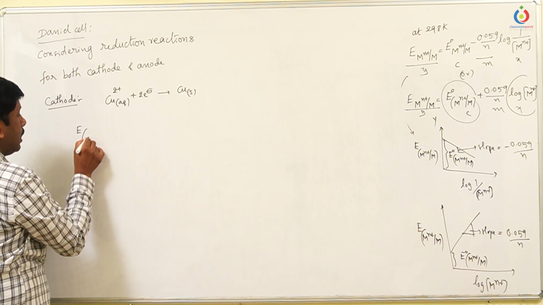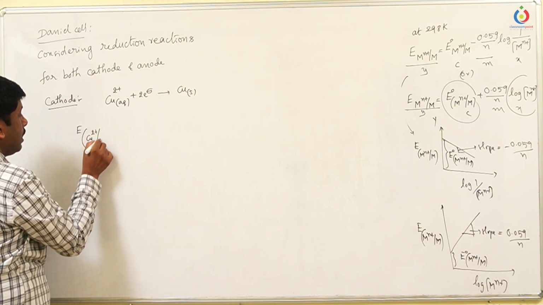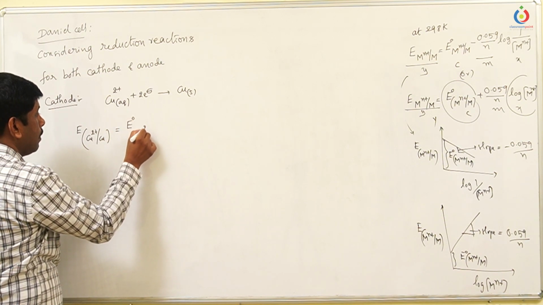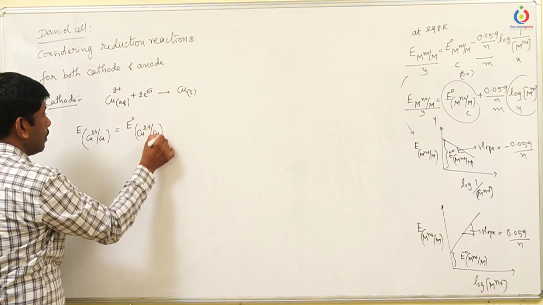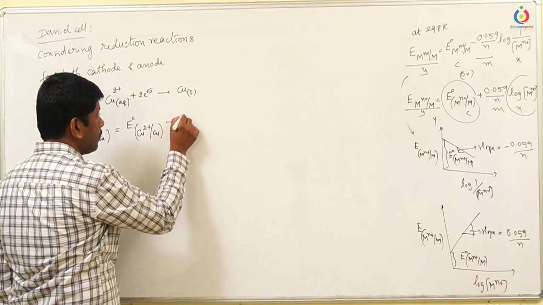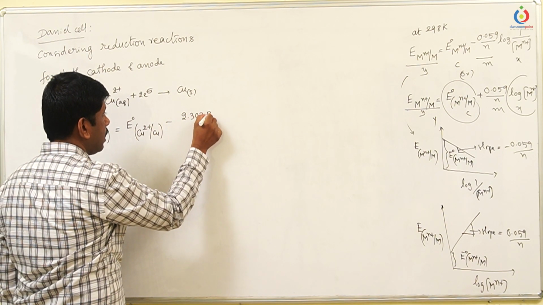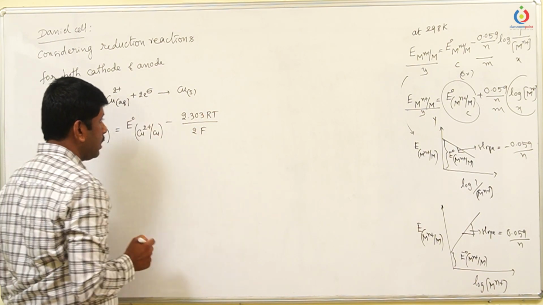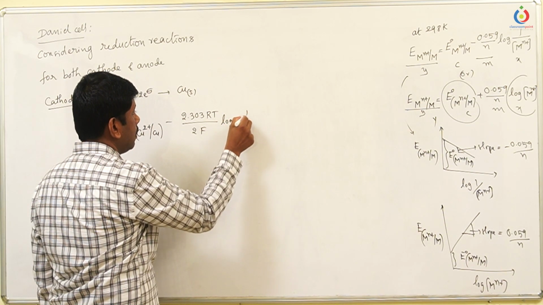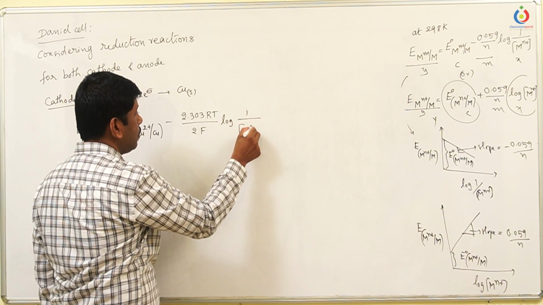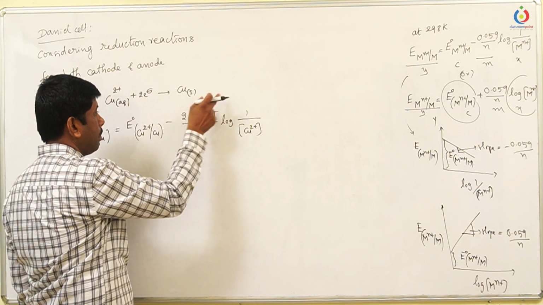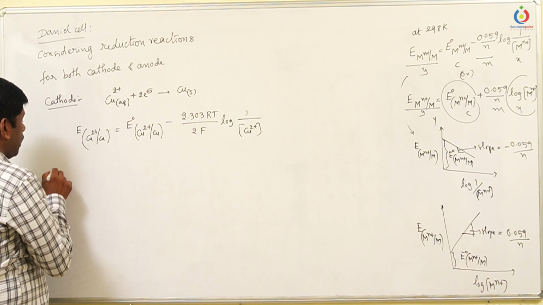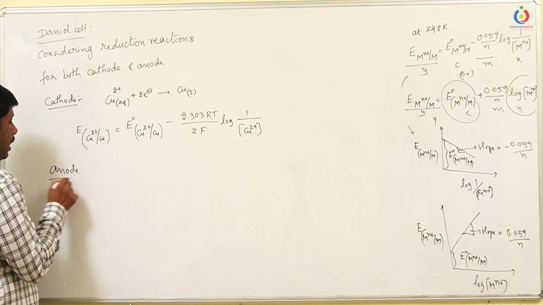So the electrode potential of Cu2 plus by Cu is equal to E naught of Cu2 plus by Cu minus 2.303 RT by 2F. Why? Because 2 moles of electrons are involved here. Log 1 upon the concentration of Cu2 plus in aqueous form, because copper is a solid that we are not considering. Now the anode, the anode reduction reaction.